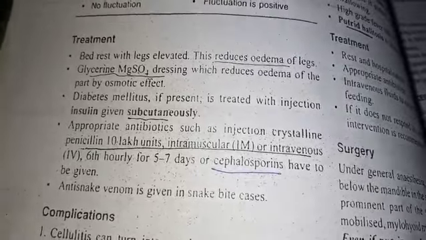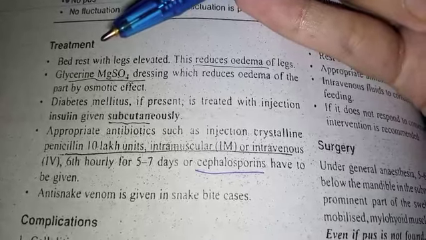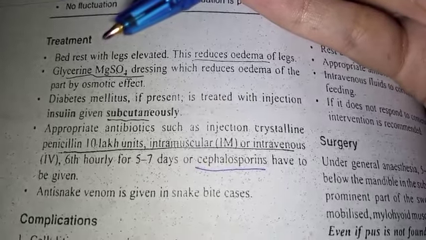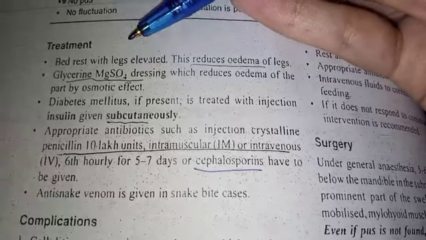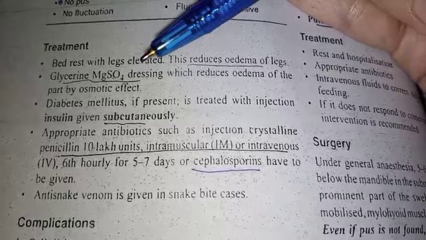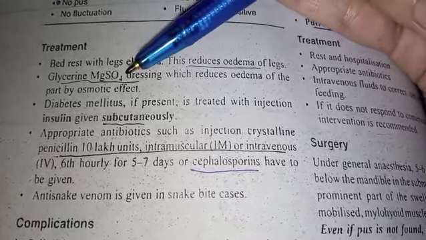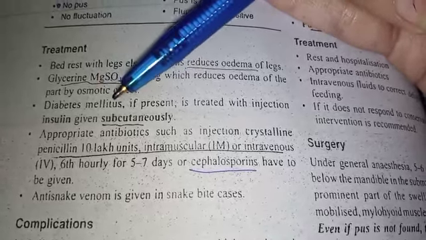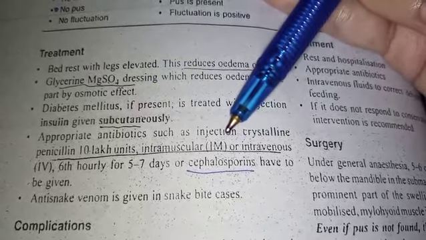Always remember that first you should stabilize the patient by resuscitation, because the patient has fever, pain and swelling. Then bed rest with legs elevated in order to reduce the edema. Glycerin magnesium sulfate dressing is very important for the reduction of the edema, which has an osmotic effect. If the patient has diabetes mellitus, subcutaneous insulin injection is very important, and also antibiotics.